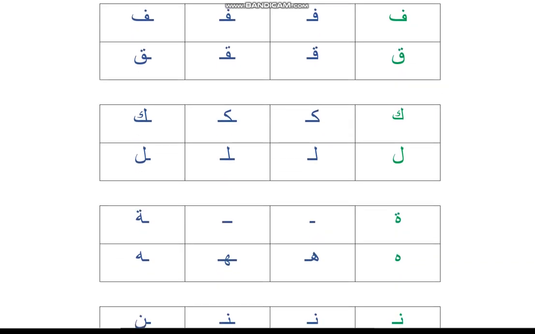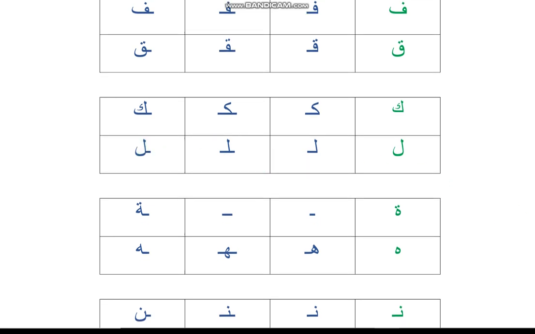And this is Kaf and Lam. Look at Kaf in isolation. Look at Lam. They have look-alike images, but they differ. And this is Kaf at the beginning of the word. This is Lam at the beginning of the word. And this is Lam at the middle. Lam will always look like this. Take note of it. And this is Lam at the final stage.